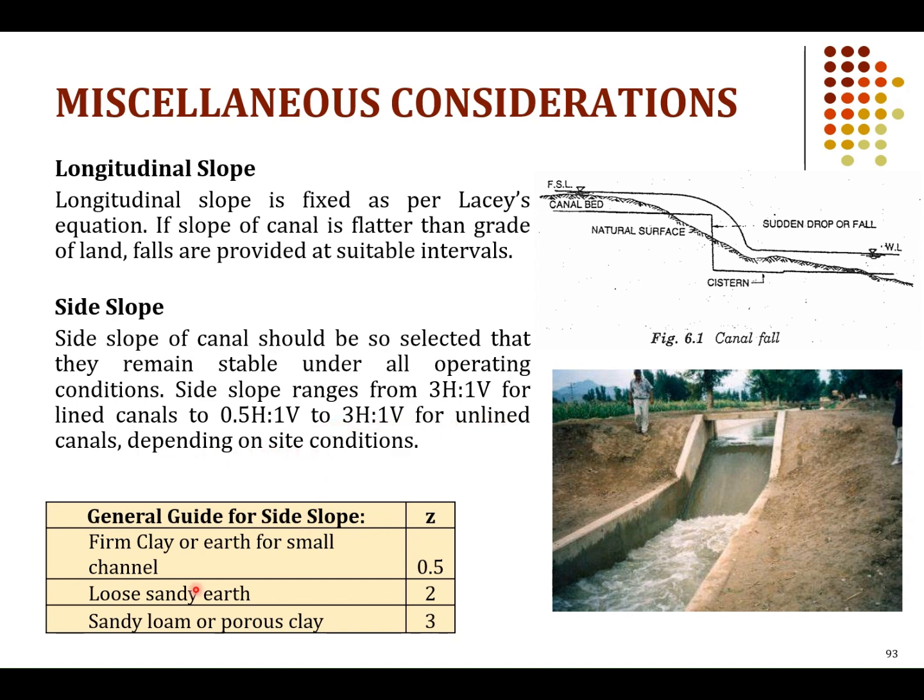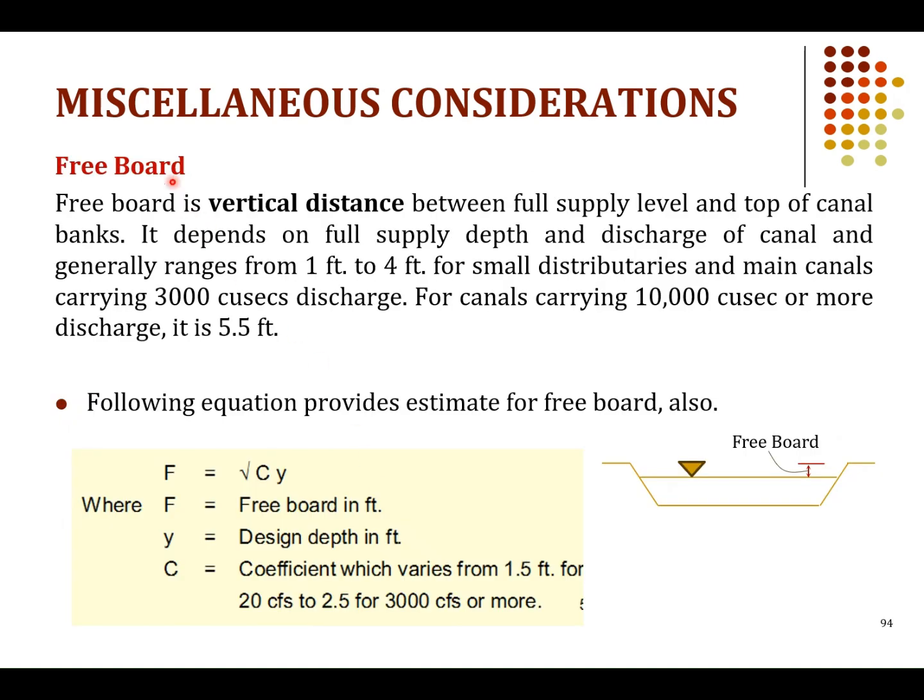the site condition. For example, if you have firm clay or small channels, clay is very stable, so Z can be 0.5. It is very steep, but because it's cohesive soil, it will be stable. But as you move towards the sandy soil, the slope becomes flatter, and here it is 3H. 3H to 1V is much flatter. So this is briefly about the side slope. It means that you should know what kind of soil is there in the area before you decide the side slope. Okay, then the freeboard.